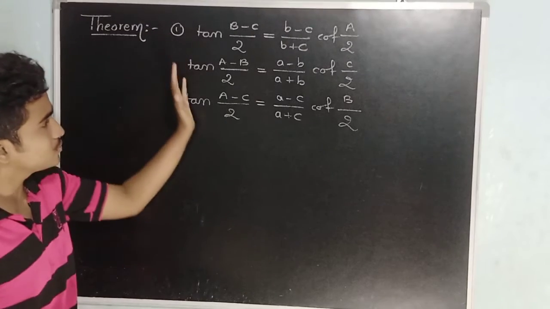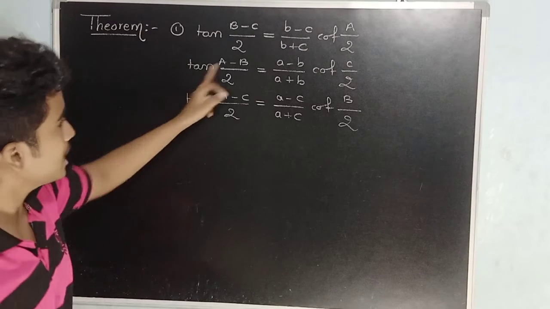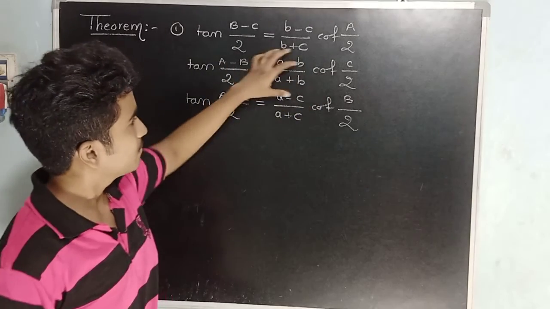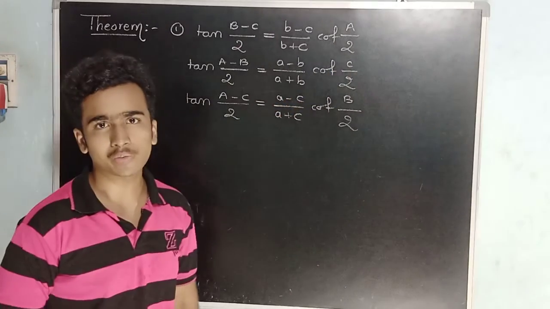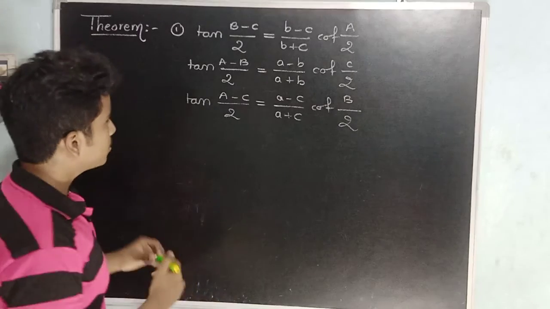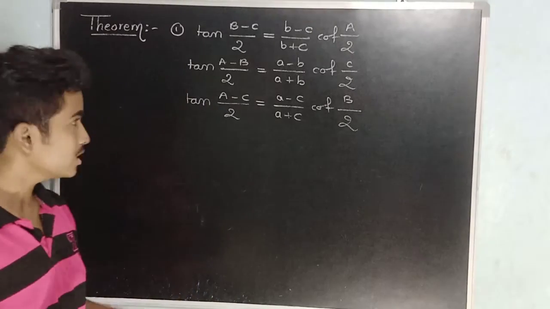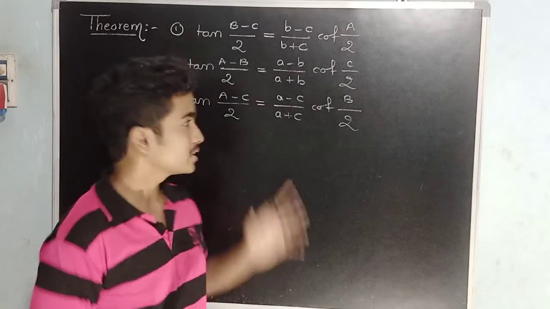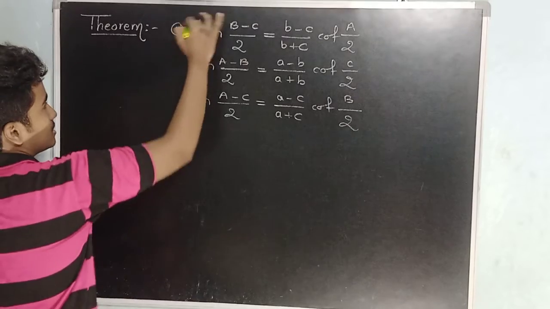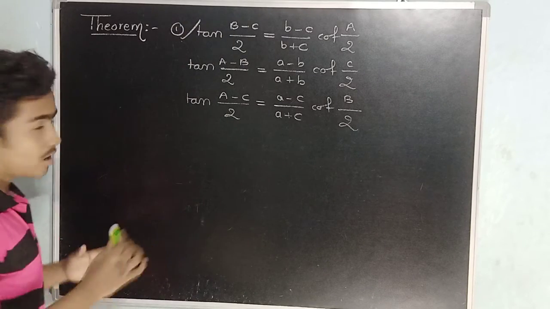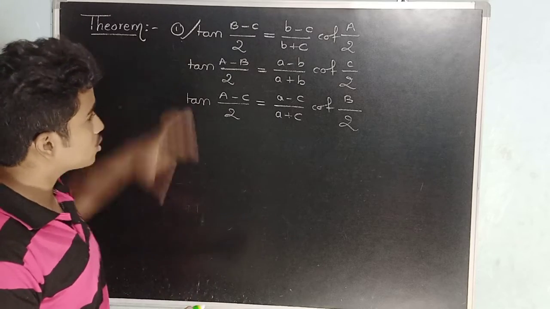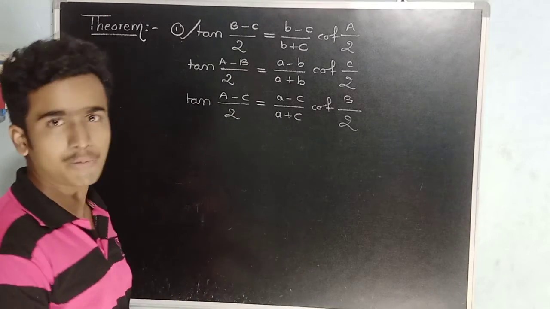As well as these follow a perfect format. Tan of (a minus b) by 2, (a minus b) by (a plus b), cot of the remaining angle, c by 2. Okay. What I am going to do, I am going to prove one of these formulas so that you can understand how to prove the same other two formulas. Okay, first of all I am going to take this. I am going to prove this formula, and I suggest you prove the other two formulas using the same method that I am explaining now. Okay.